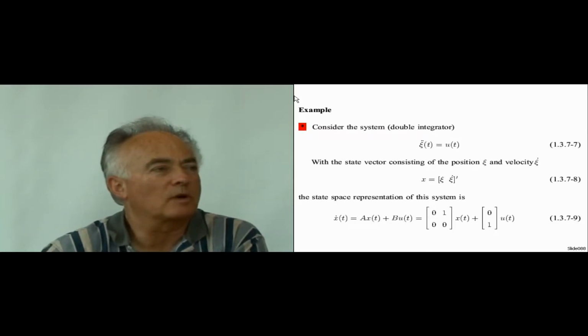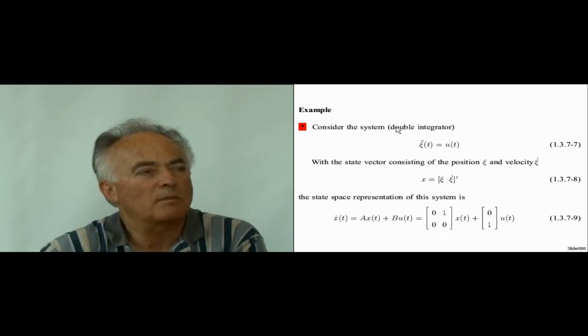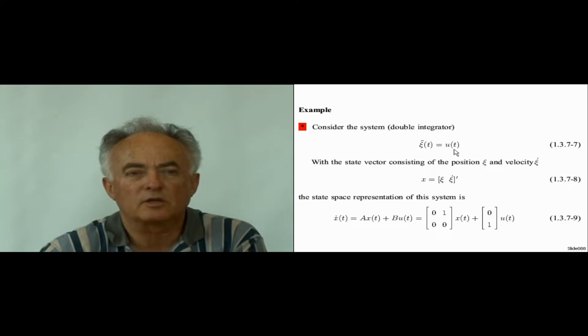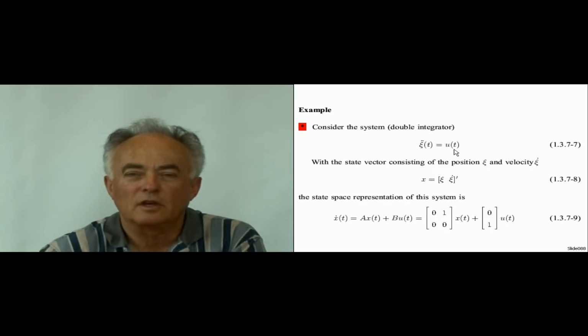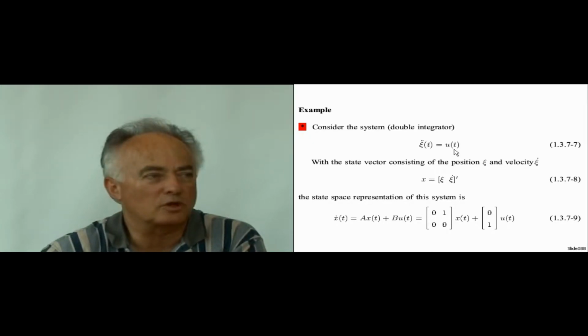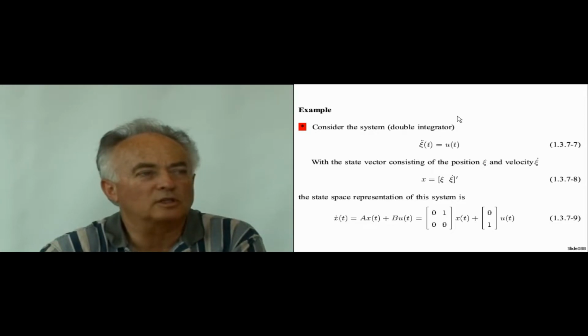Let's take an example. This example is a double integrator. Typically, it does arise when you have a moving object and with some acceleration. Single integration takes acceleration to velocity. Another integration takes velocity into position. So the double integrator maps acceleration into position.